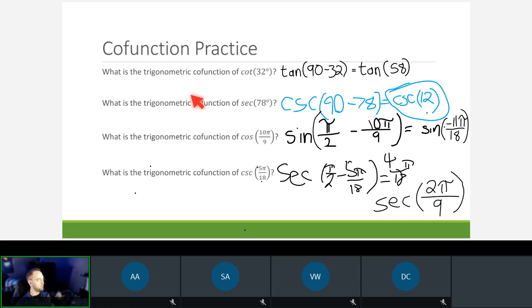We're just typing the equivalent statement. So the cosine of this becomes sine of negative 11 pi over 18. That's all we're doing. Quick question. So this is cosine, correct? It's cosecant. Is that the same as sine to the power of negative 1?